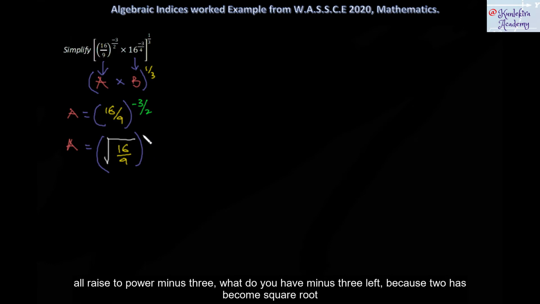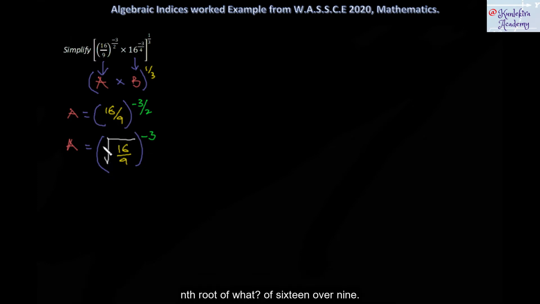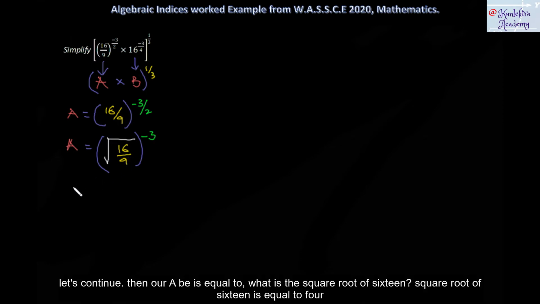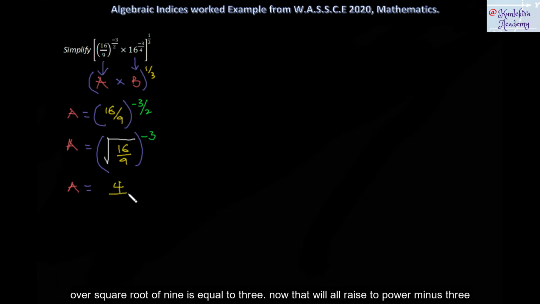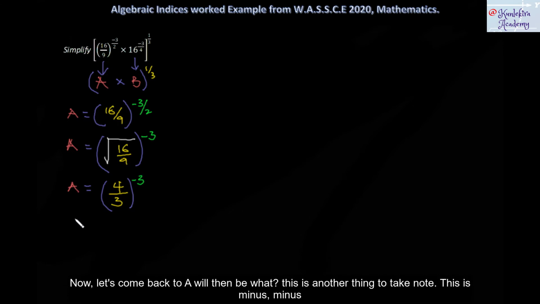raised to power -3. Why do you have -3 left? Because 2 has become square root, nth root of what? Of 16/9. Now let's continue. Then our a is equal to, what is the square root of 16? Square root of 16 is equal to 4 over square root of 9 is equal to 3. Now that will be all raised to power -3.